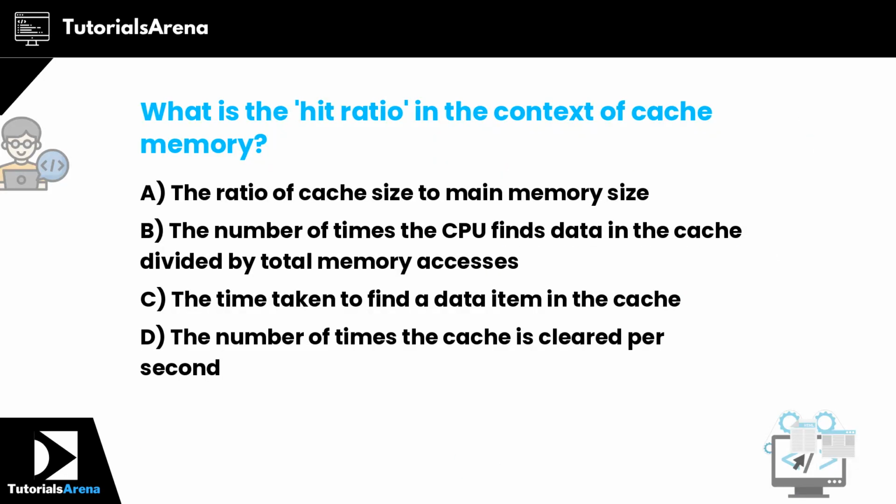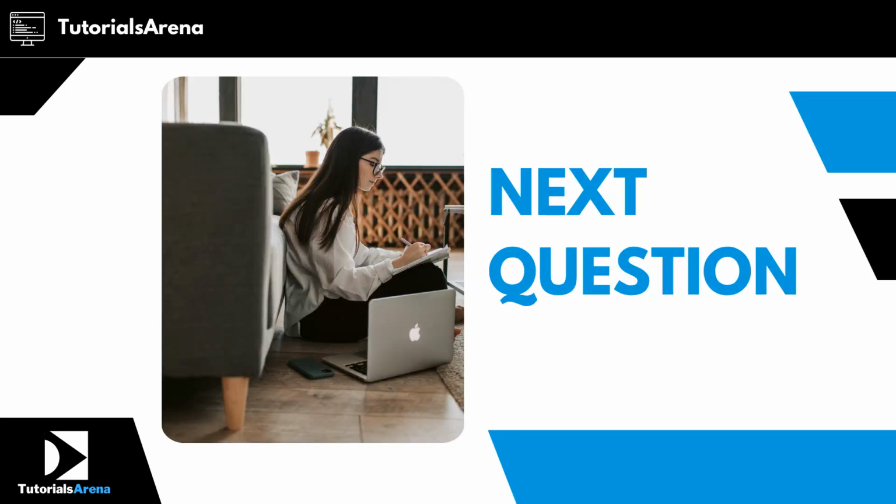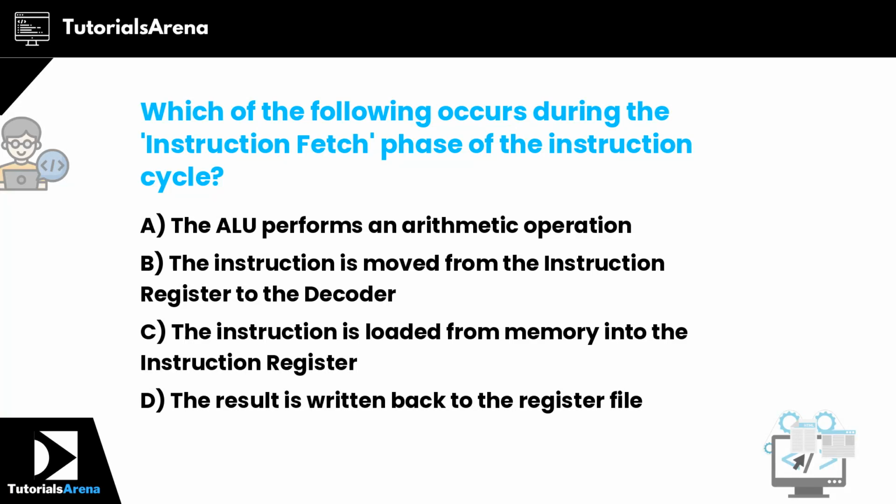What is the hit ratio in the context of cache memory? The correct answer is option B, the number of times the CPU finds data in the cache divided by total memory accesses. Which of the following occurs during the instruction fetch phase of the instruction cycle? The correct answer is option C. The instruction is loaded from memory into the instruction register.